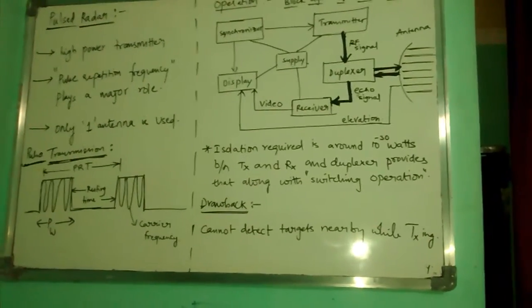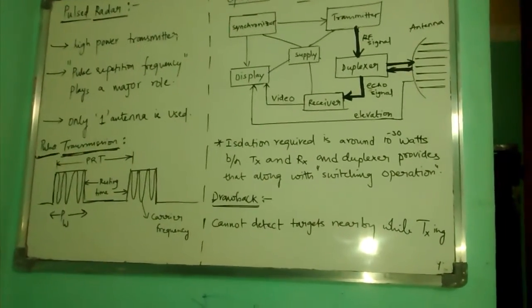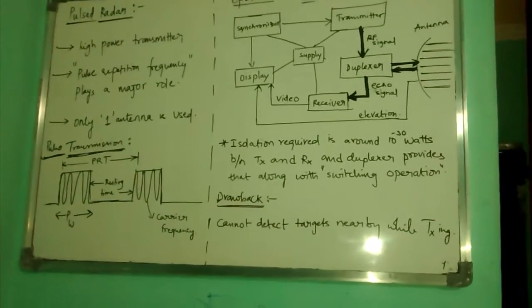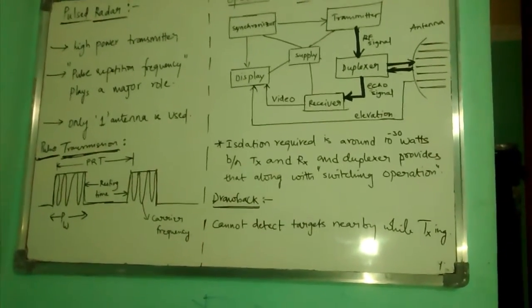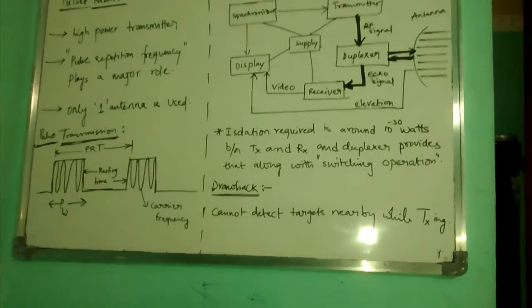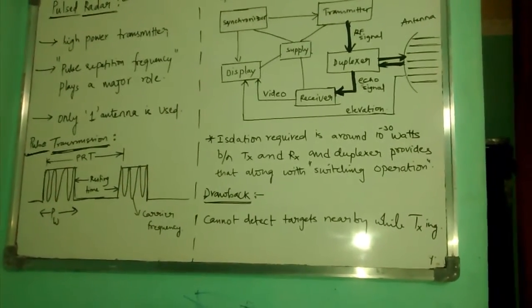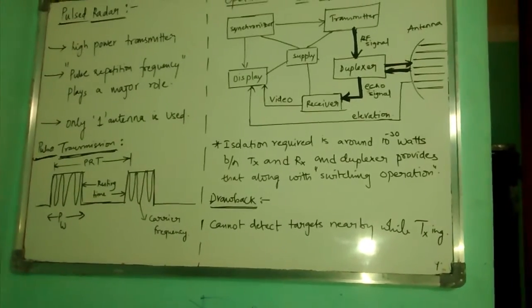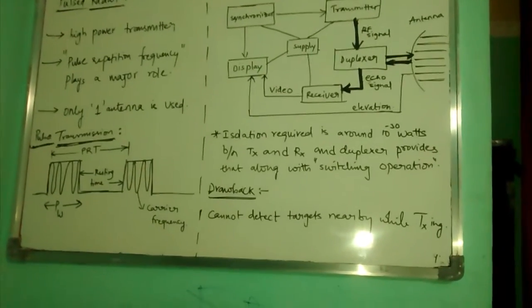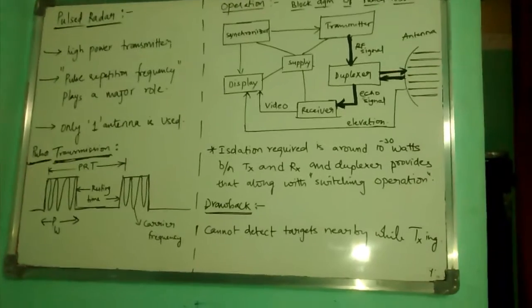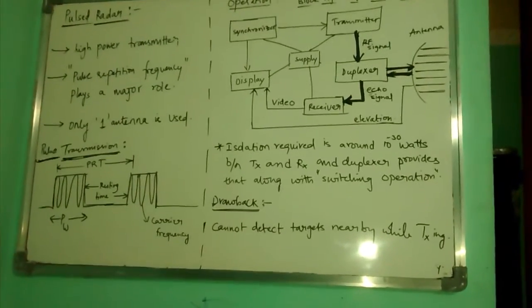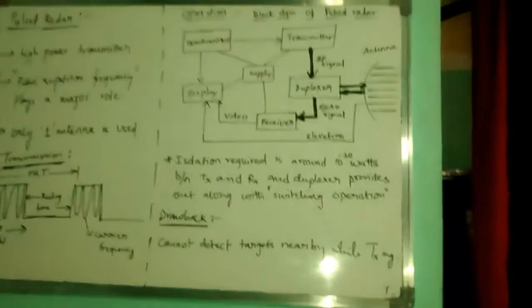As you can see in the diagram of pulse transmission, there is PRT, the pulse repetition time. It is the time after which the next transmitting pulse starts, or the time difference between two pulses, and 1 by PRT gives the pulse repetition frequency, PRF. Okay, now we move quickly on to the operation of the pulse radar.